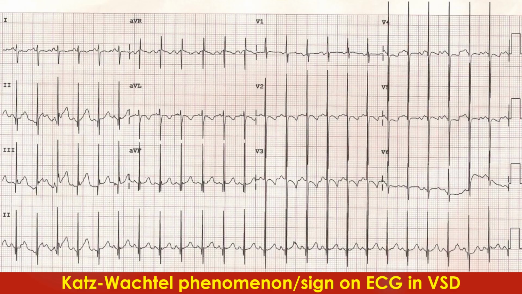Katz-Wachtel phenomenon, or bar sign, is tall diphasic RS complexes at least 50 mm in height in leads V2, V3 or V4, that is the mid-precordial leads. The sign has been described in VSD with large left-right shunt and biventricular hypertrophy in children.